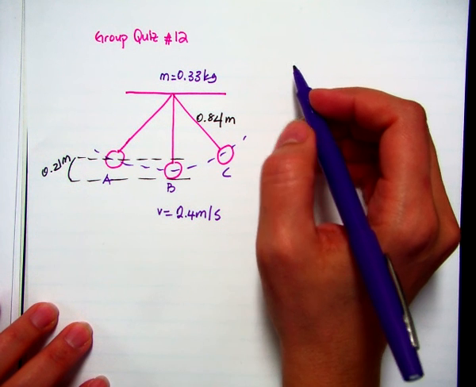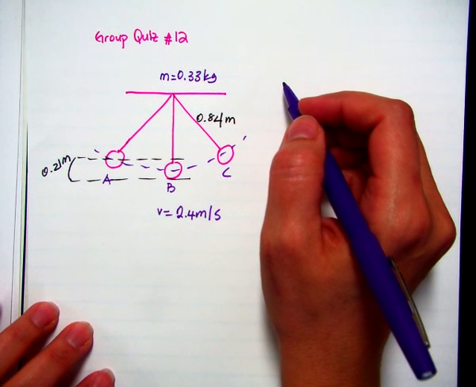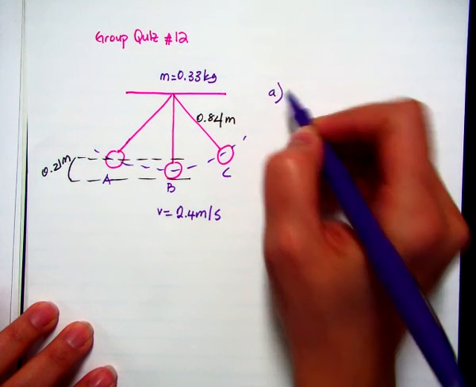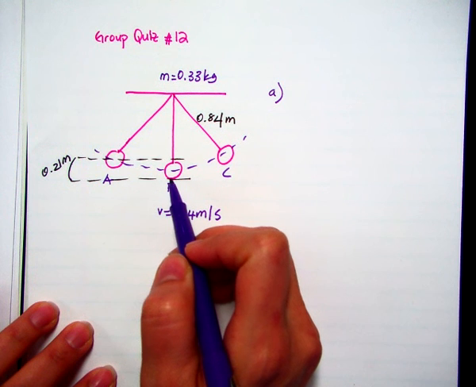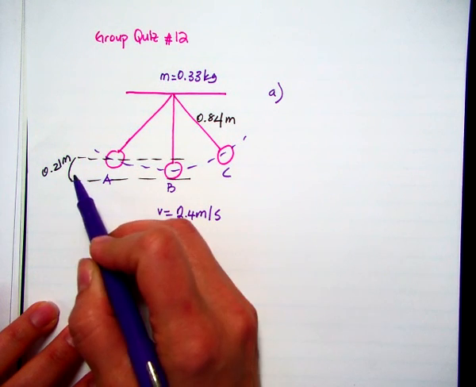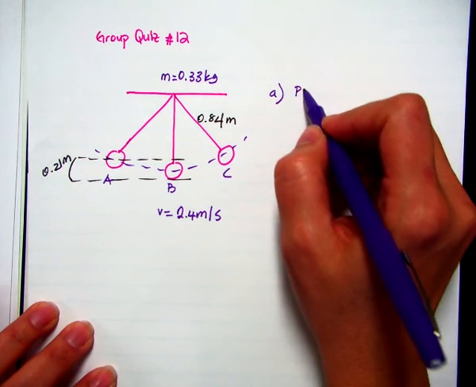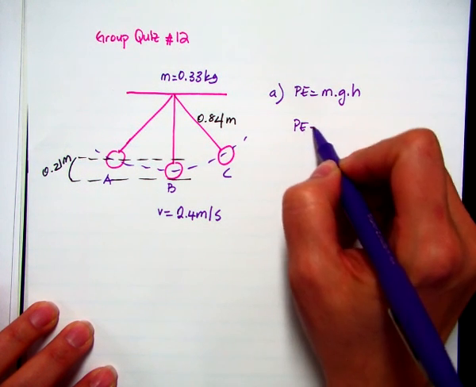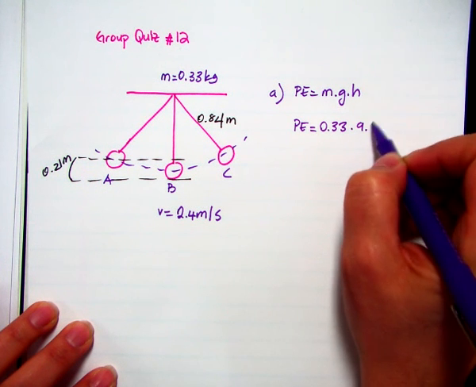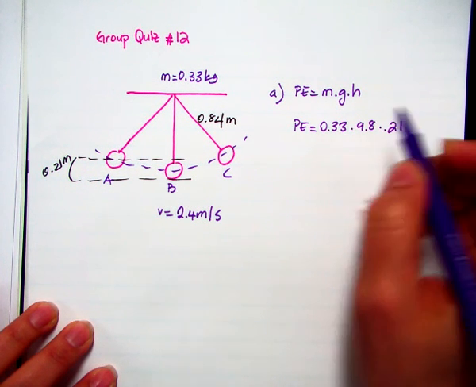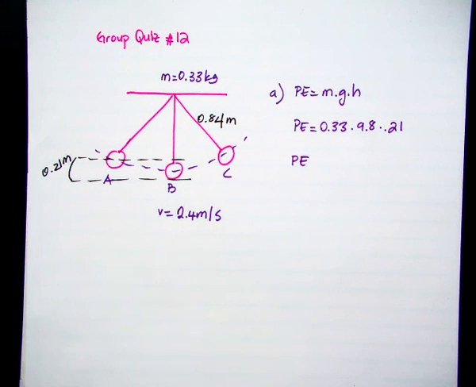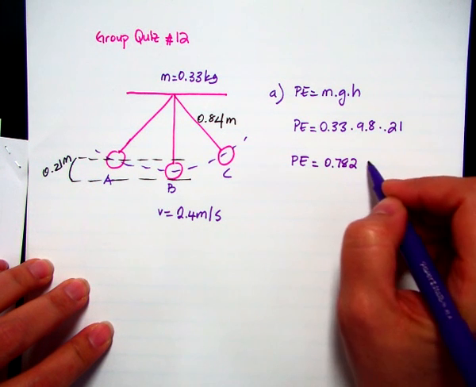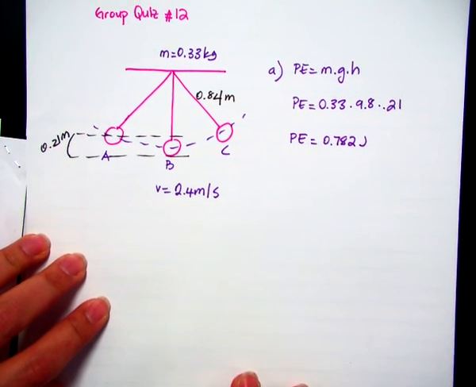The first question asks you, what is the change in the system gravitational potential energy when the bob reaches point A? So in this case, the system will convert the potential energy because of the height, and potential energy is mass times gravity times height, and that would be 0.33 times 9.8 times 0.21, and that is equal to 0.782 joules. This is the first part of the question.